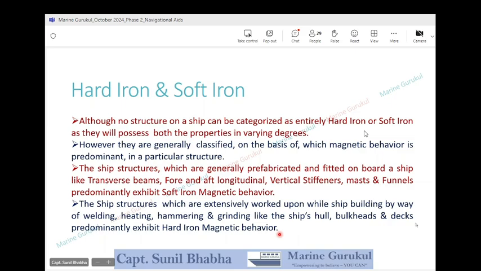Clear up to here, beta? Any doubts? Very good, beta.